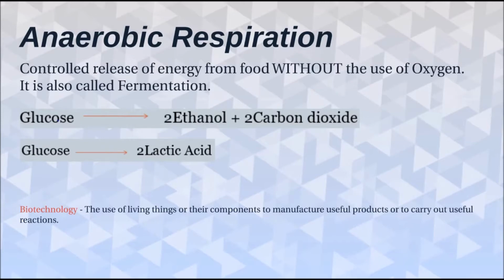And the second reaction is where glucose gets converted to lactic acid. This is what happens when you get a cramp. So if you're exercising and you get a cramp, that means that your muscle wasn't getting enough oxygen, so it produced lactic acid. Instead of carrying on with aerobic respiration and forming CO2 and water, it went with lactic acid.